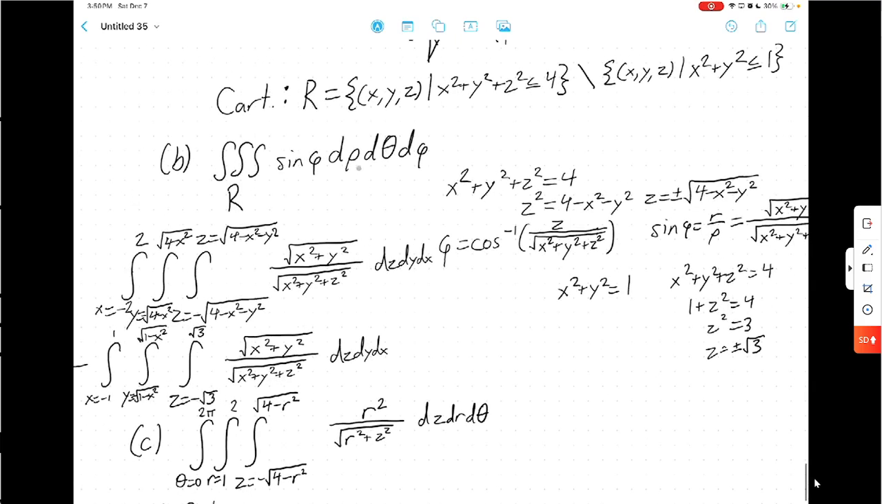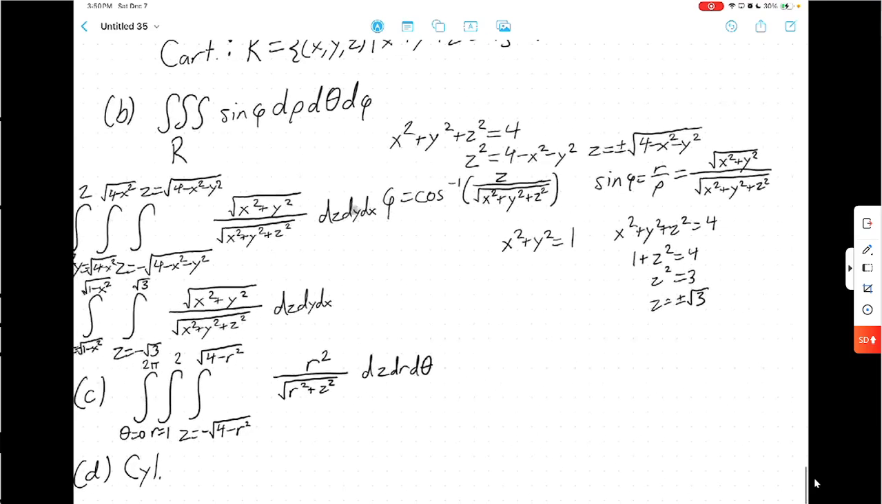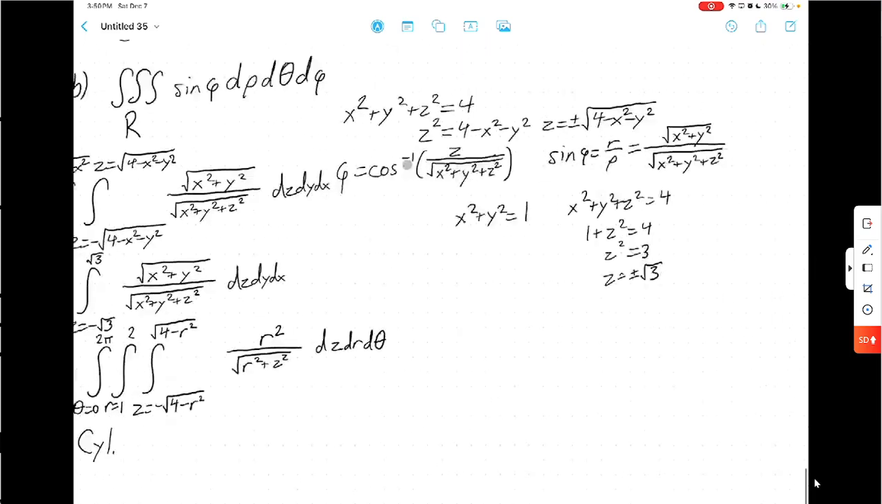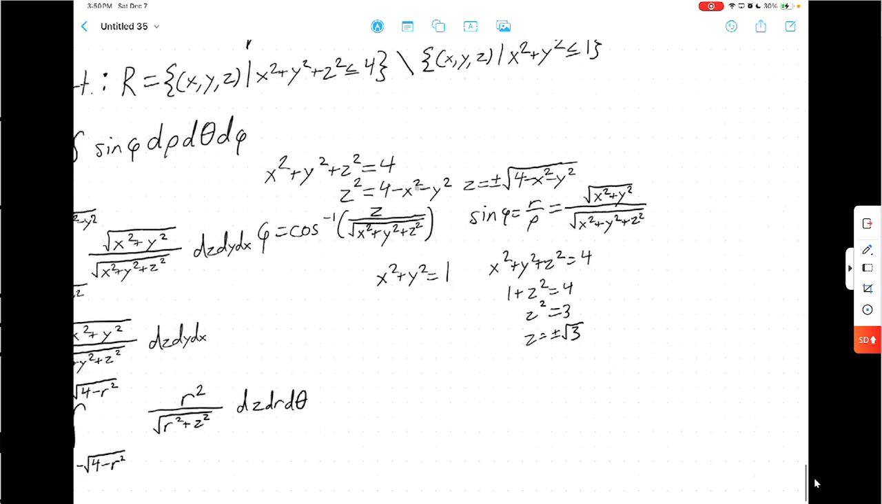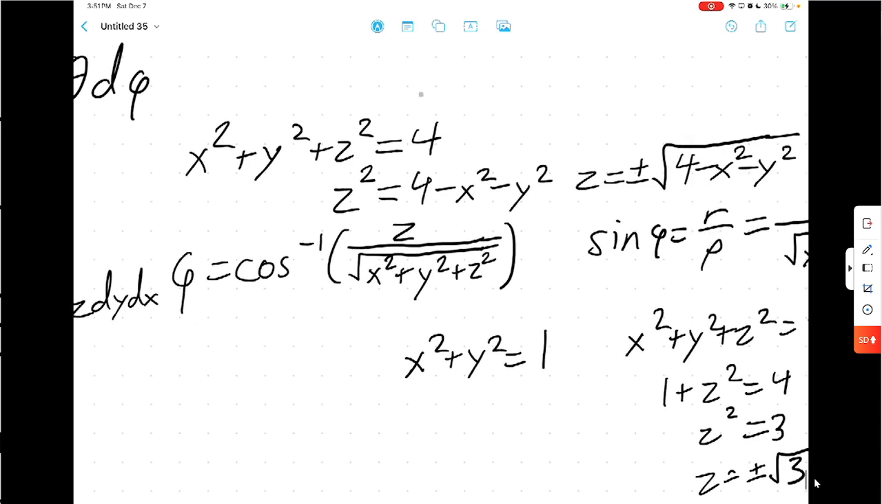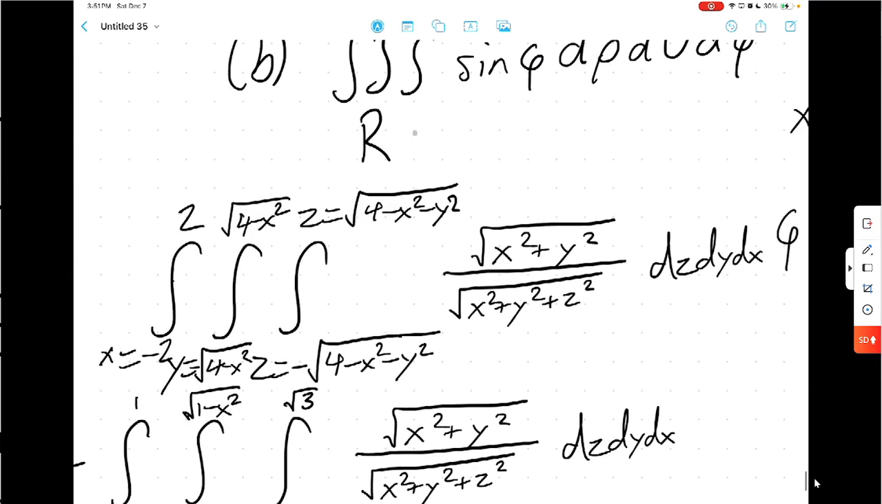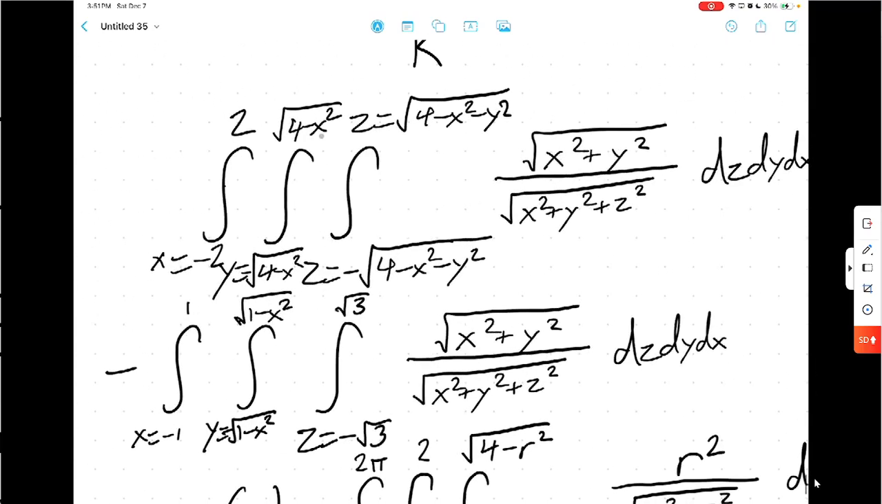As far as B goes, we're actually going to have to do the Cartesian thing. I did it again, sphere minus cylinder. So I just found the sphere bounds, which is z equals plus and minus root of 4 minus x squared minus y squared from the sphere equation. And then for x and y, we're going to take a projection onto the xy plane, which will give us a circle of radius 2. So again, y goes from negative root 4 minus x squared to root 4 minus x squared, and x equals negative 2 to 2.